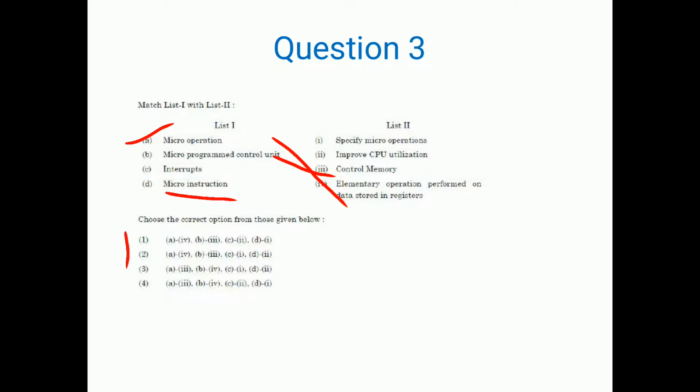We already know that a micro instruction contains one or more micro operations, which means it specifies the micro operations. So D matches with 1. In the options we have D matched with 1, so the option will be A.